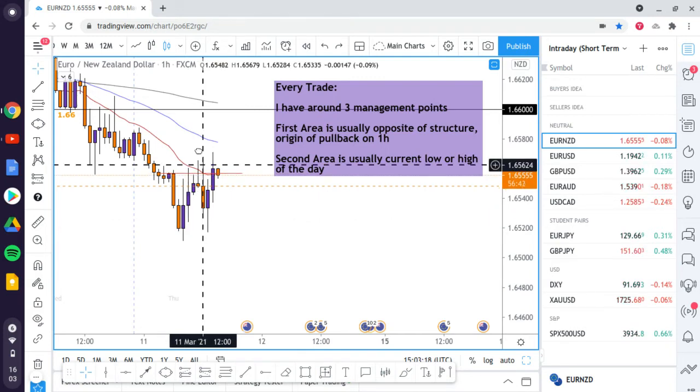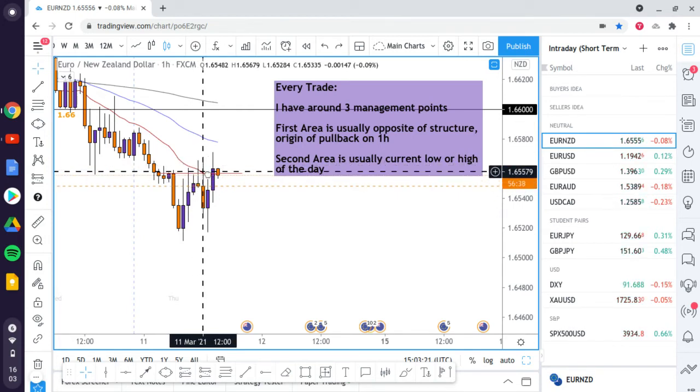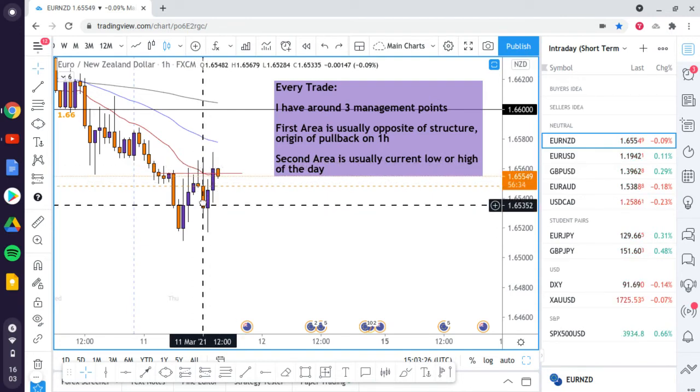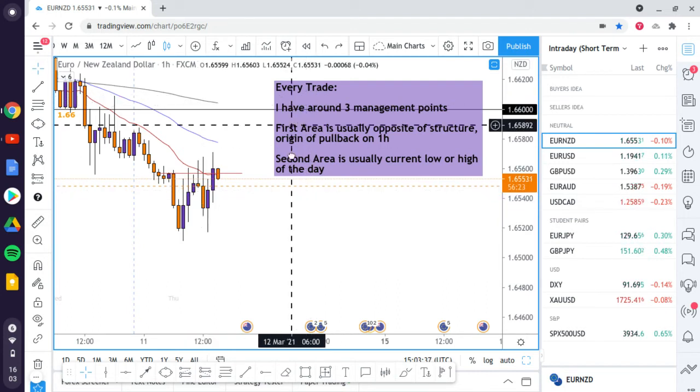Okay, this time I got stopped out because of the large wick, and it happens, but we took out the highs of this previous 1 hour and then dropped again. So there was a re-entry opportunity, and that will be another topic that I discuss. But that's the premise of my trades.